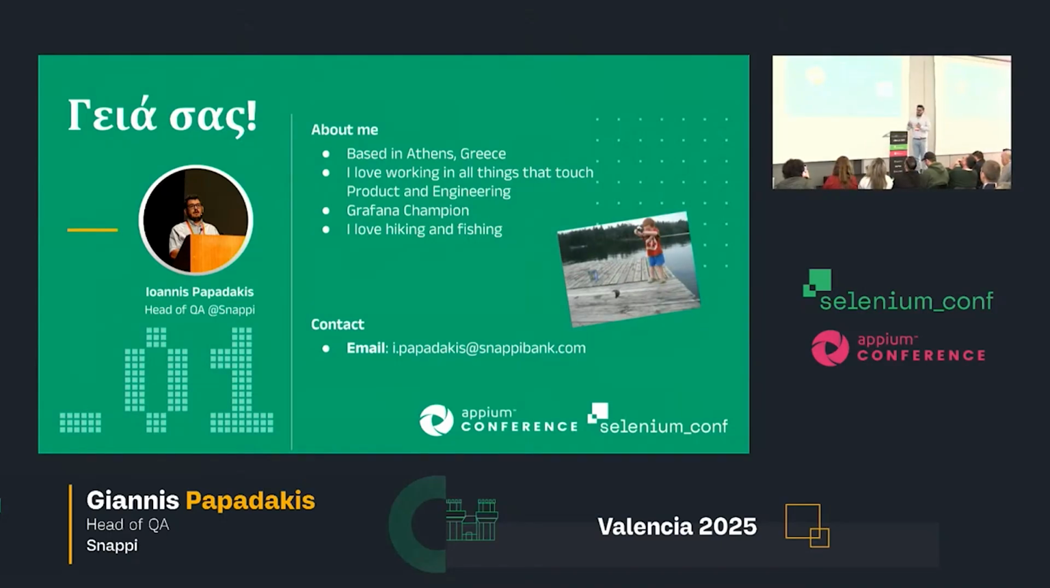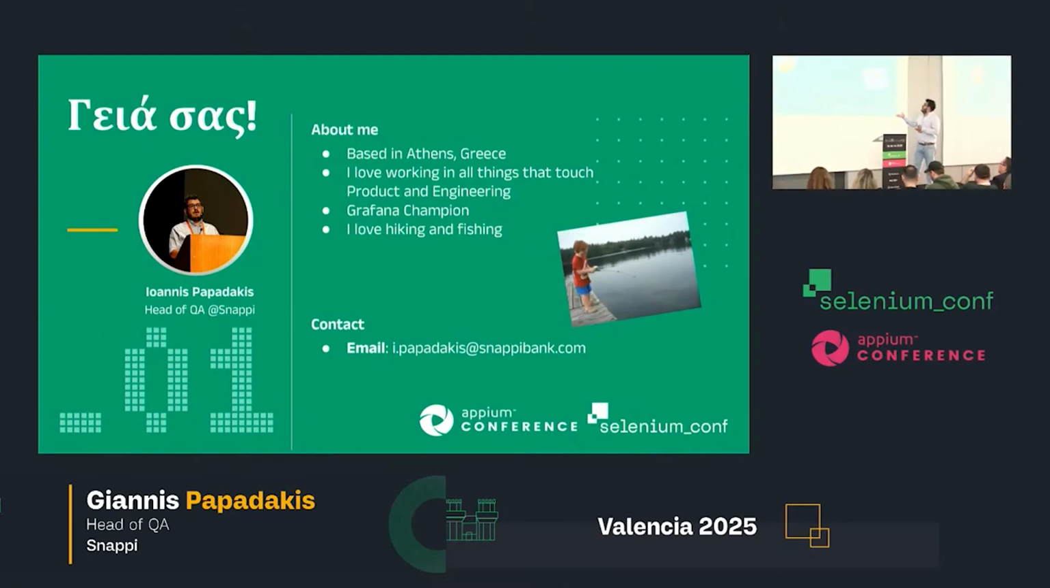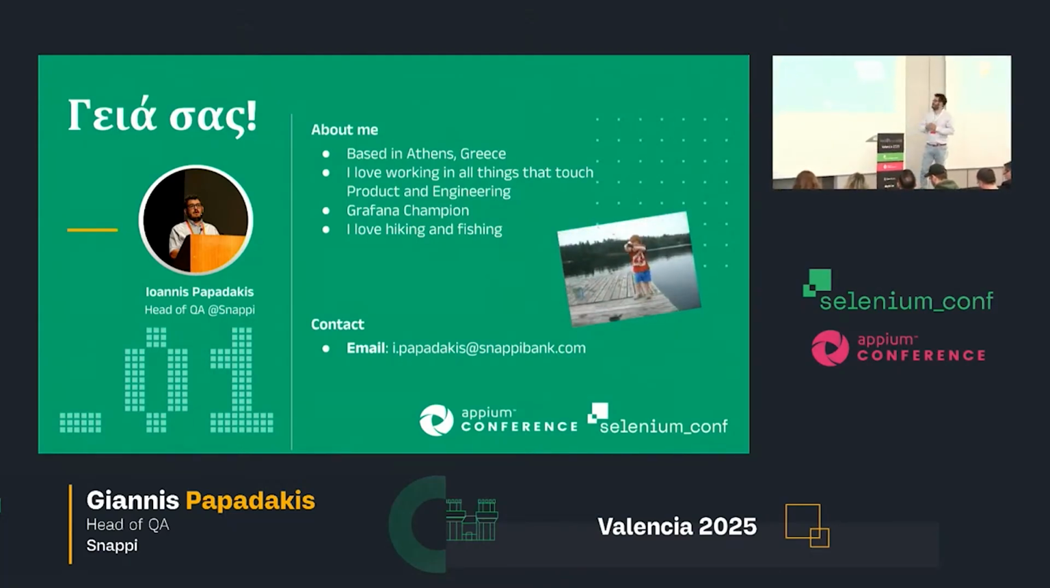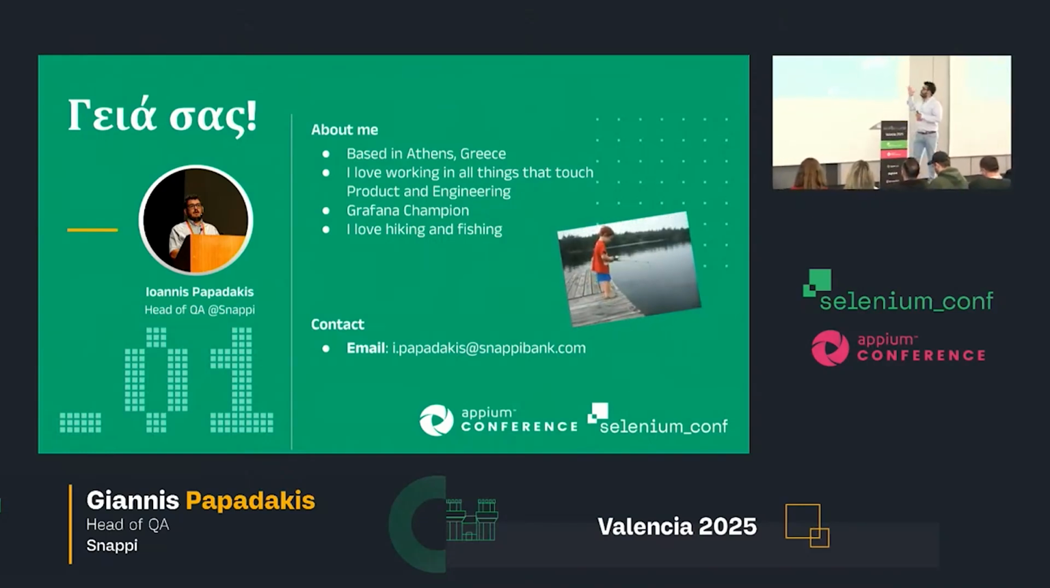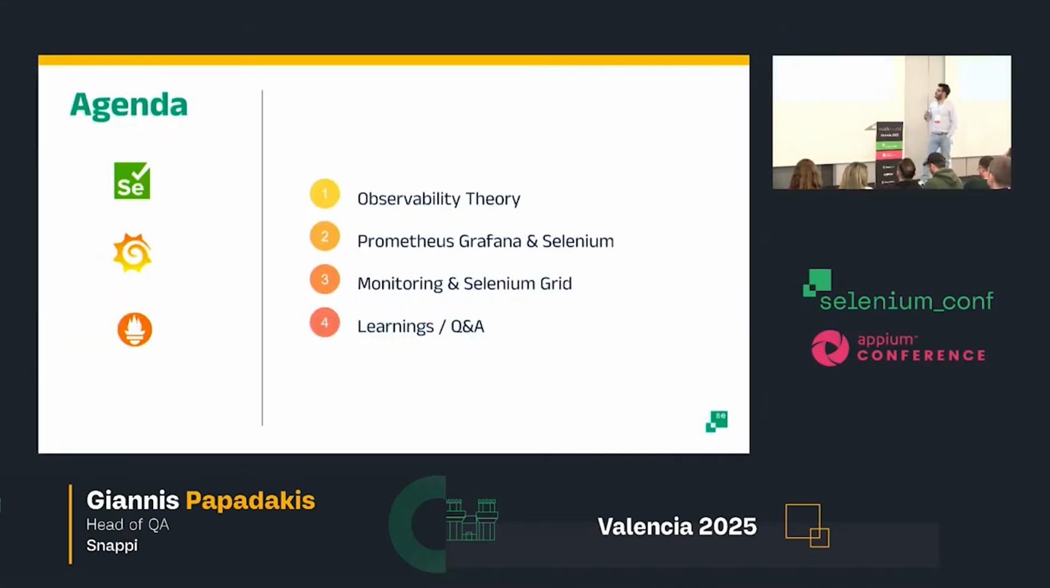I'm Giannis. I'm a head of QA at Snappy. I'm based in Athens. I really love working with everything that touches product and engineering. I'm a Grafana champion. I'm also a LambdaTest ambassador. I think we should tell that in the presentation. I love hiking and fishing. I'm not this guy. I wish I was, but it's just another photo I generated. It's a GIF, actually. If you want to find me, I have my email also at the end, in the last slide.